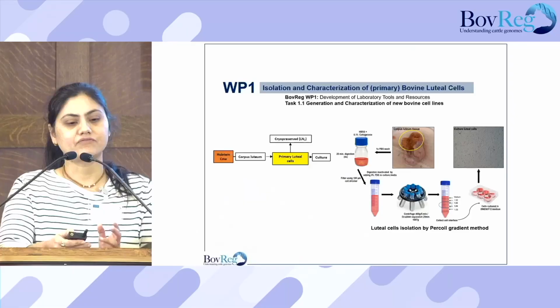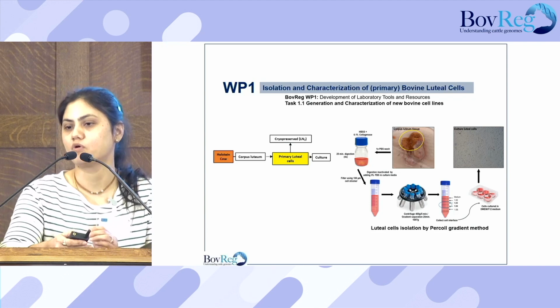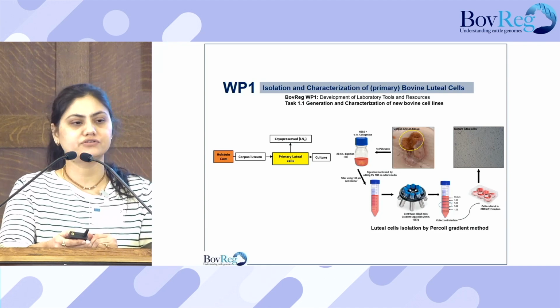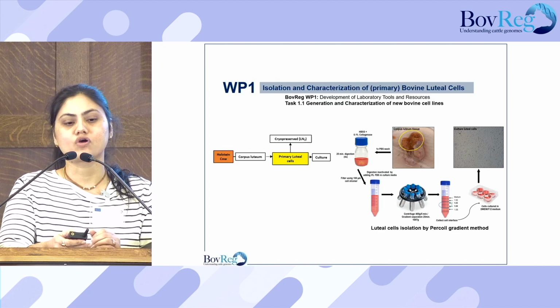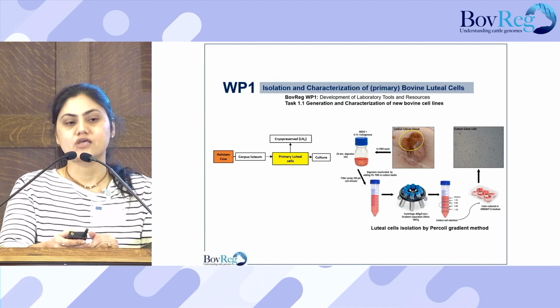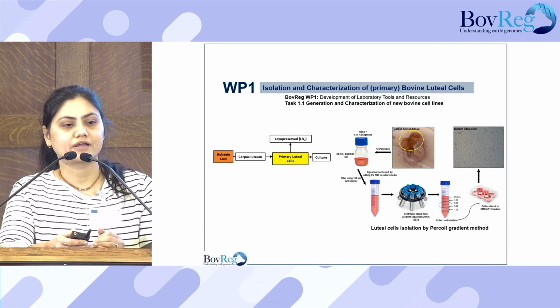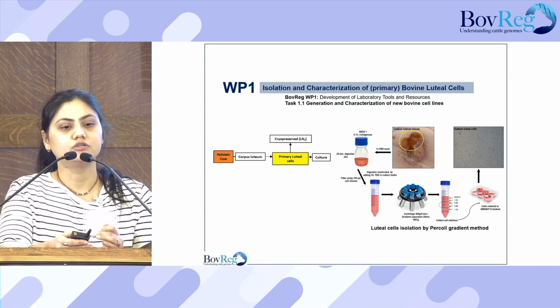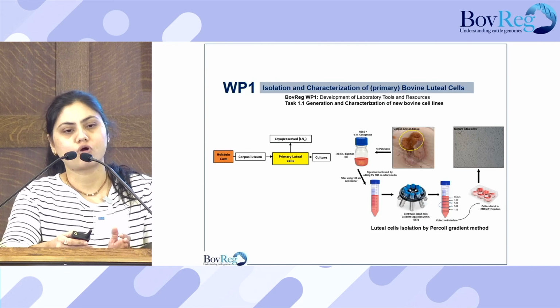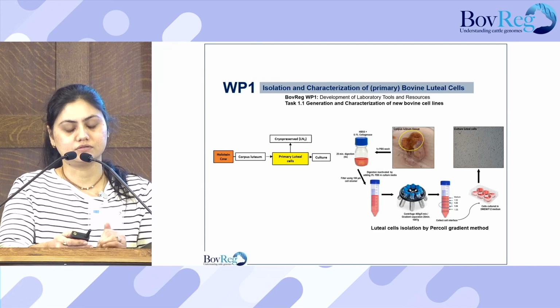Okay. So in this session of the in vitro models, I will shortly discuss the part of the work that we did in the task 1 of the bovine package 1, which was the generation and the characterization of the bovine cell lines. So I will specifically focus on the isolation and characterization of the bovine luteal cells that we performed in FBN in Dummerstorf.